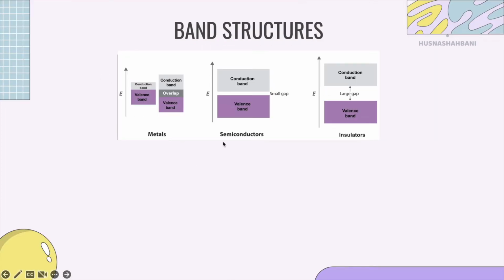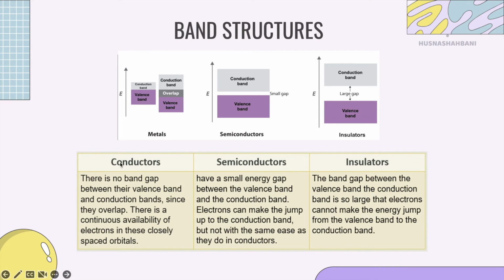These are the three types of band structures in metals, semiconductors, and insulators. This metal, you can also call it a conductor. In metals or in conductors, there is no band gap between the valence band and the conduction band. Here, no band gap at all since they overlap. This is the overlapping section. There is a continuous availability of electrons in these closely spaced orbitals in conductors or in metals.